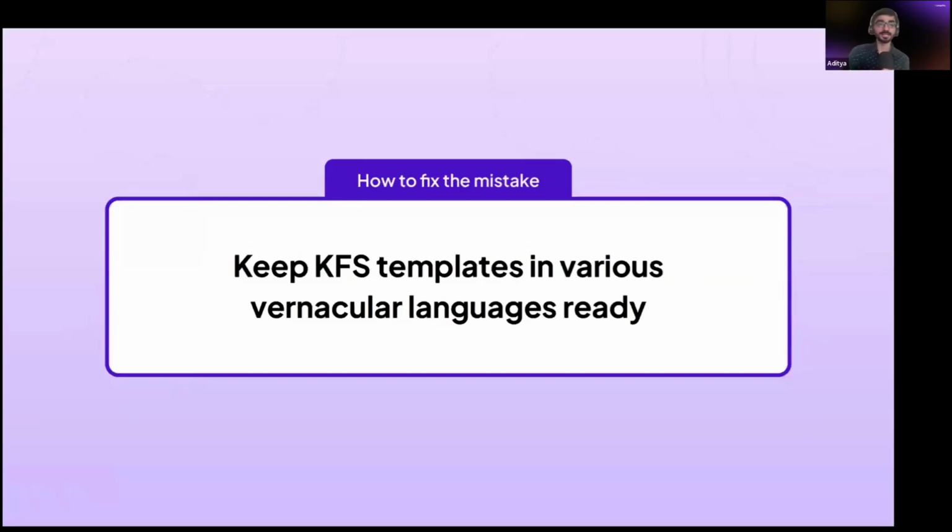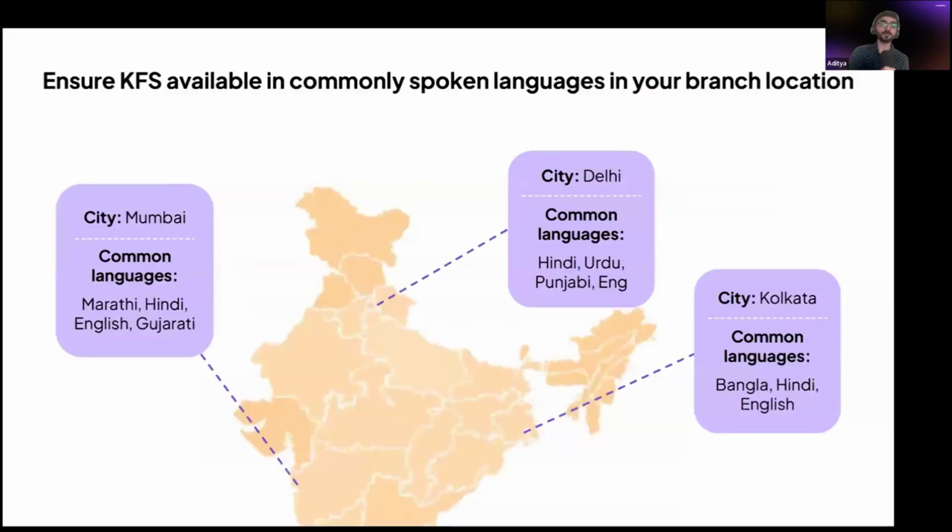But then the question, of course, is how do you know what language to offer it in, since most of you have operations across India? So one thing you can do, and this is relevant for physical KFS flows or even digital ones, maybe where you have certain branches, like a branch-led operation, is depending on where your branch is located, you can prepare and keep KFS templates for commonly spoken languages in those regions and locations.